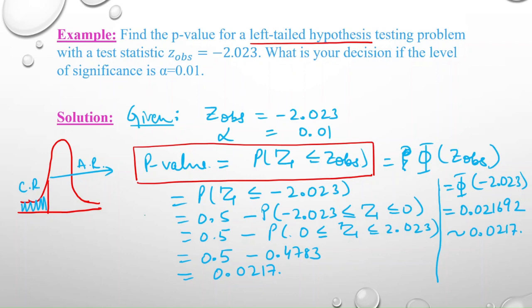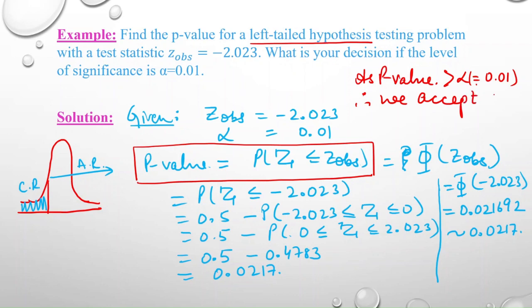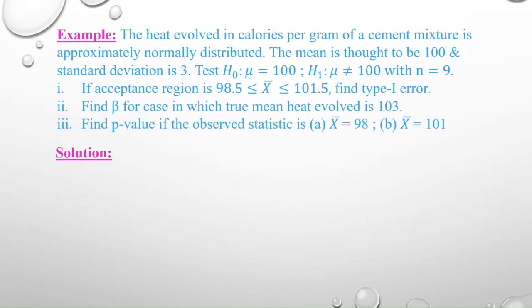Now here, as the p-value is greater than your alpha 0.01, therefore we accept our H naught. So we fail to reject our H naught. So we have a last question.